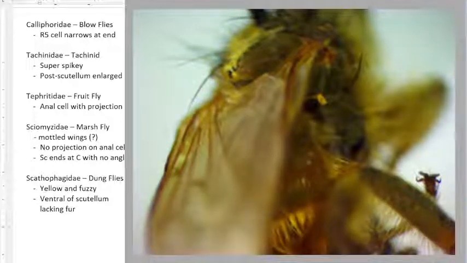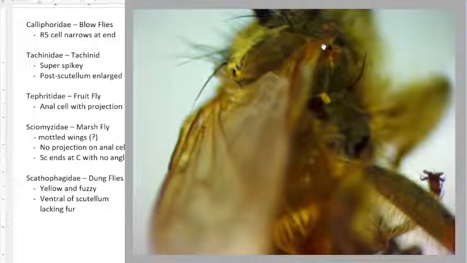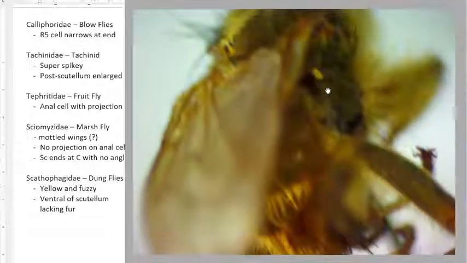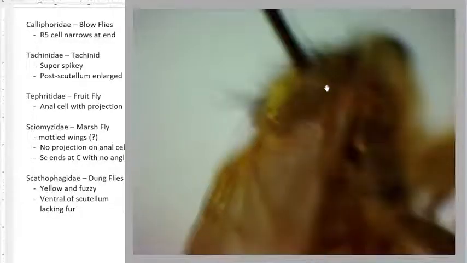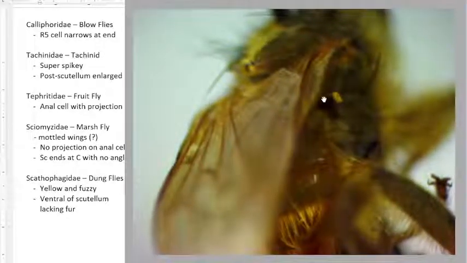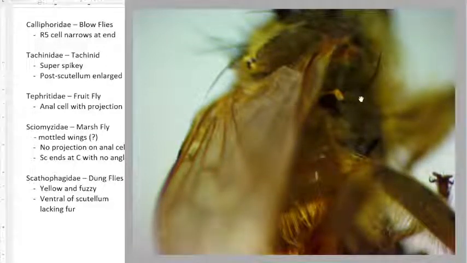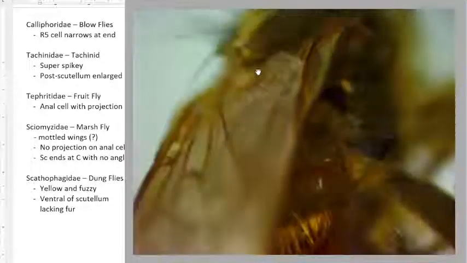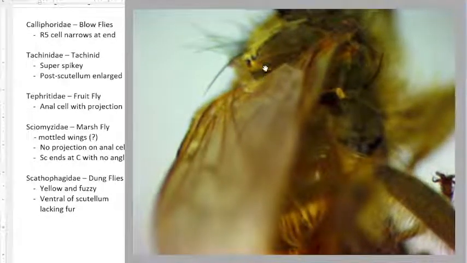Actually, this is a kind of cool angle for the scathophagid. So this is where the wings connect to the thorax. This little stick with the little knobby on the end, that's the halter, the characteristic for all flies because they don't have those hind wings. Now, if this is the scutellum right here, and we're looking underneath, we're supposed to be looking at the ventral side of the scutellum.